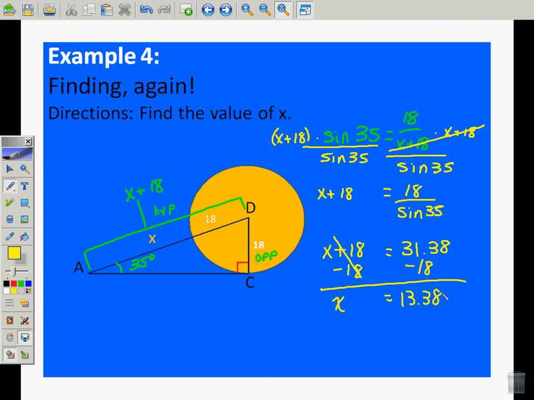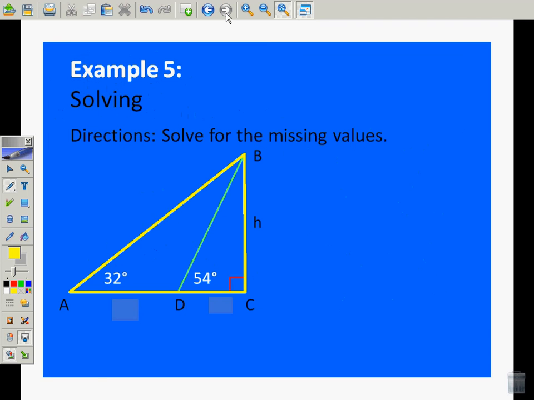I've got one more example for you. And once again, remember, you can pause and rewind at any point. We're going to solve for two missing values in this one. In order to do that, I'm going to remember a couple of different things. They've already given me another couple pieces of information. Here's one of them. This is 32 here, and this is x here. So I need to solve for x and h.